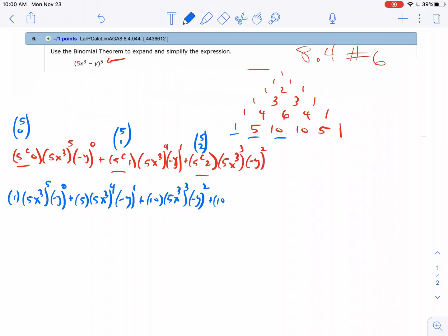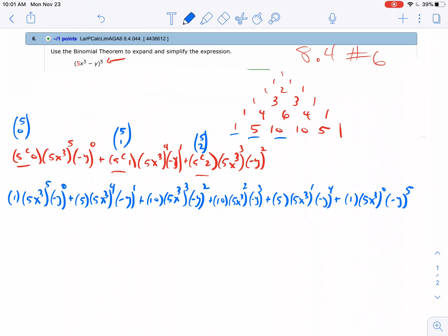The next one is a 10, and you have 5x cubed squared now, and the negative y gets cubed. The next one is a 5, 5x cubed is all the way down to a 1, and the negative y is up to a 4, and the last one is a 1. The 5x cubed would be all the way to 0, and the negative y has gone all the way up to a 5. So this would be the biggest expansion we'd ask you to do on a test. Any more than this, it's just the same work over and over.